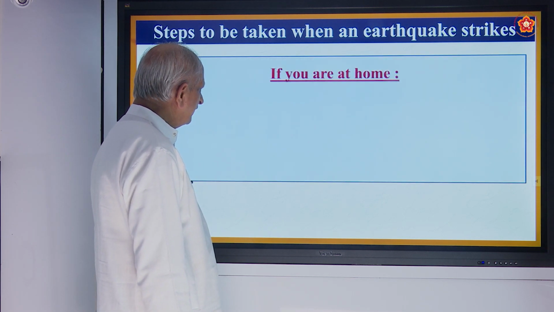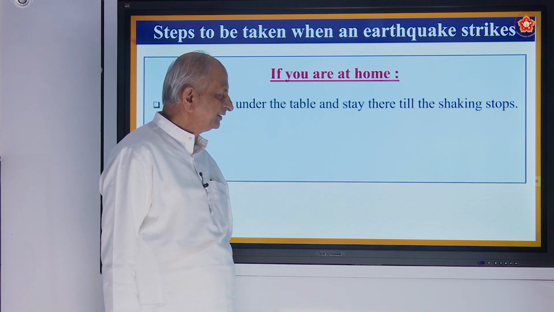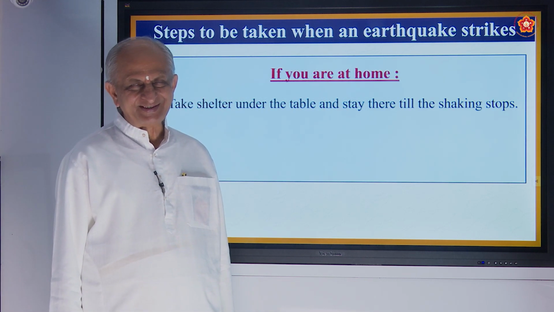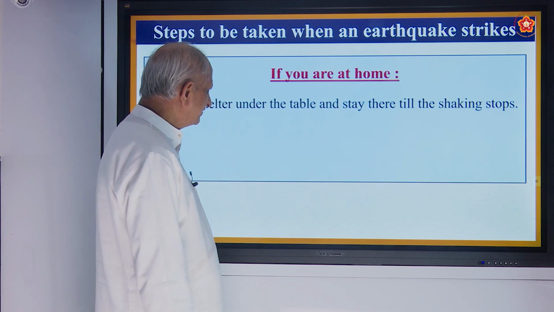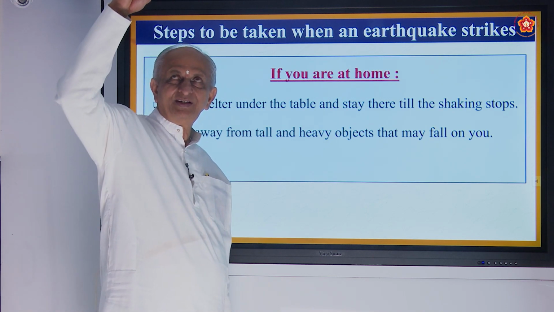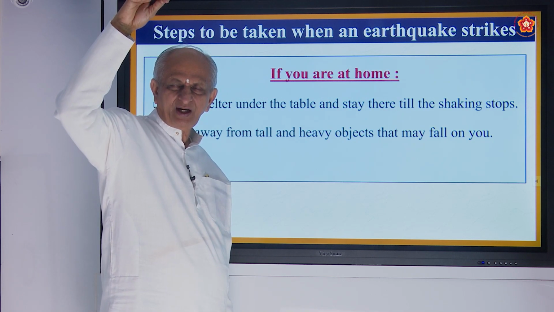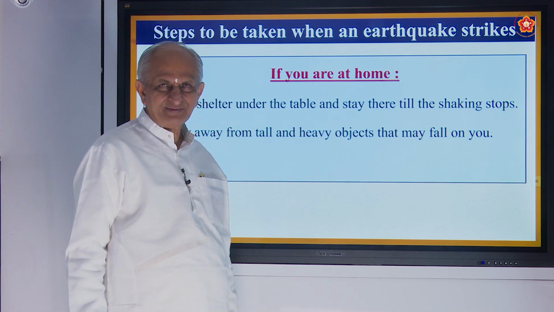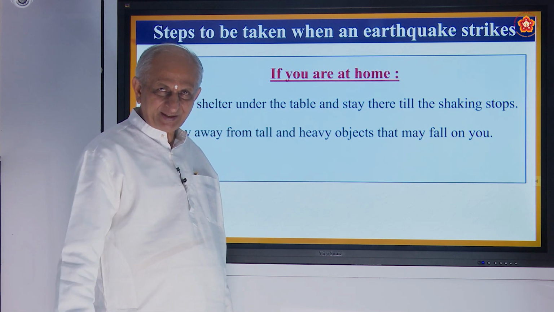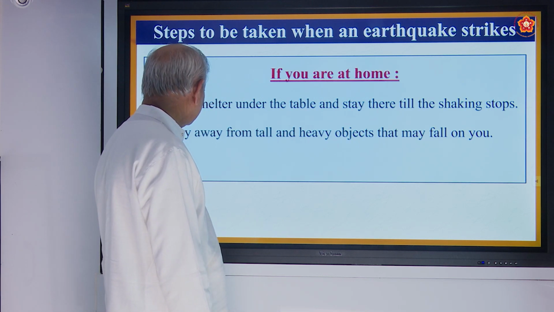So what you must do if you are at home, take shelter under the table and stay there till the shaking stops. Under the table, just like a mouse, you must sit under the table. Why you must sit under the table? Because suppose if the earthquake is of a higher order, the building may collapse. In that case, if you are under the table, you are safe until the shaking stops.